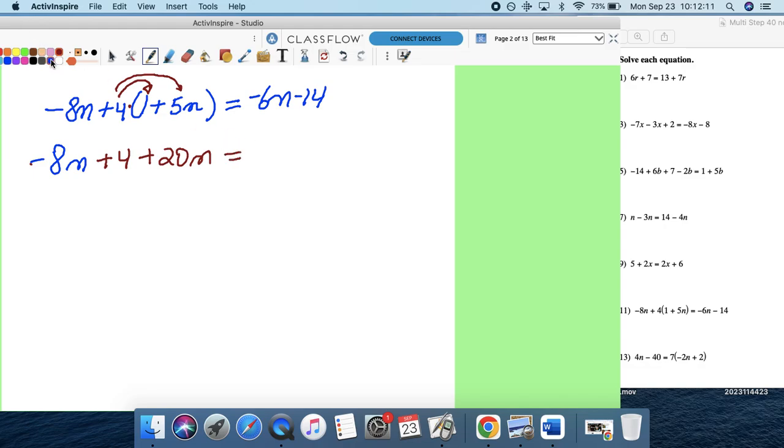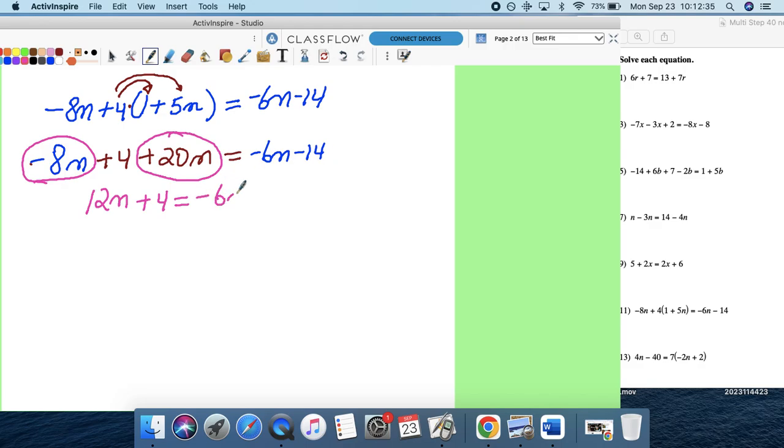Equals, on the other side, negative 6n minus 14. So distributive property, check. Step 2, can I combine like terms? Look on the left side. Well, this guy over here and this guy over here can be combined. Negative 8n plus 20n can be combined, and you get 12n. And then the plus 4. On the right side, these two cannot combine, so leave them alone.